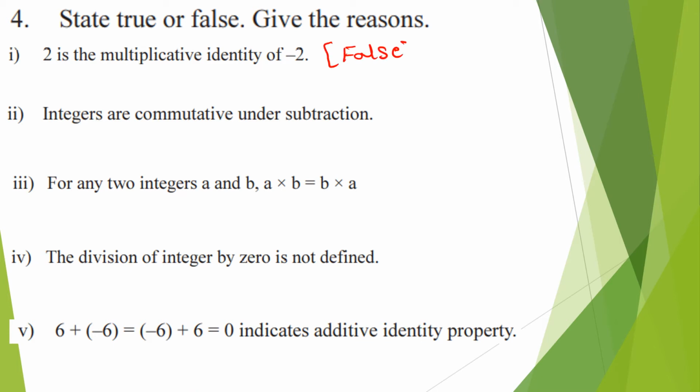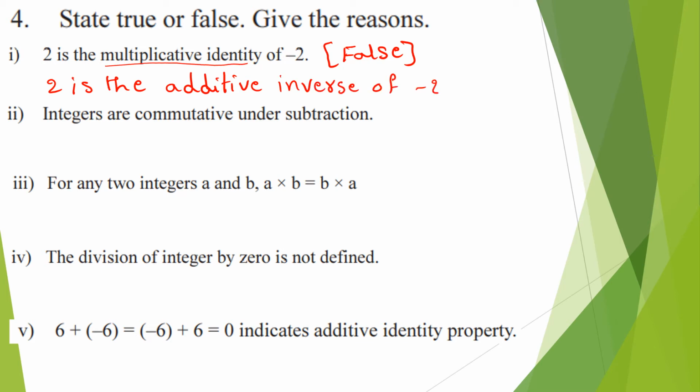So this is false because they have given that 2 is the multiplicative identity of -2. This is not the multiplicative identity of -2. 2 is the additive inverse of -2. So that is the correct statement. Okay. Now let us see the second one.